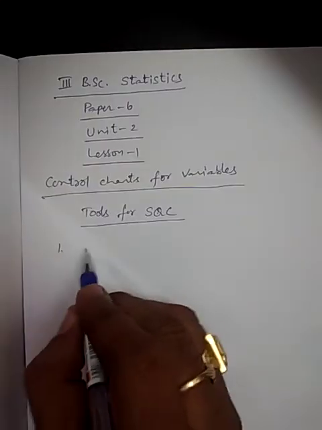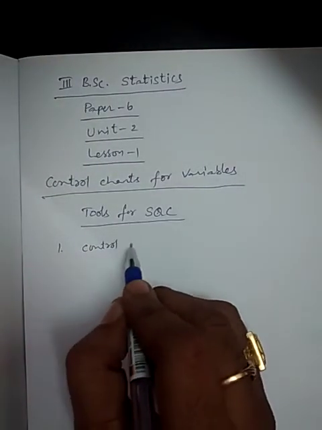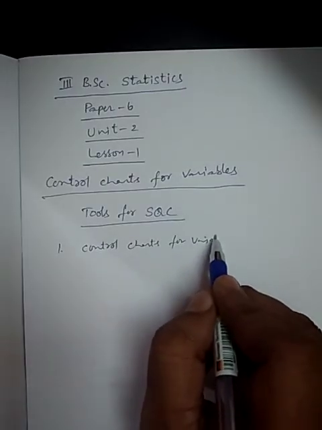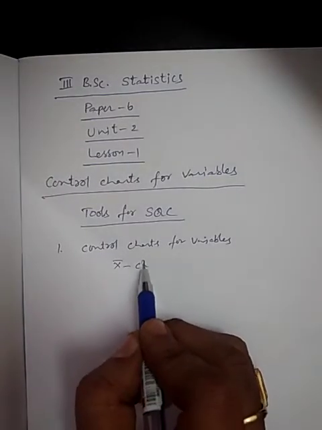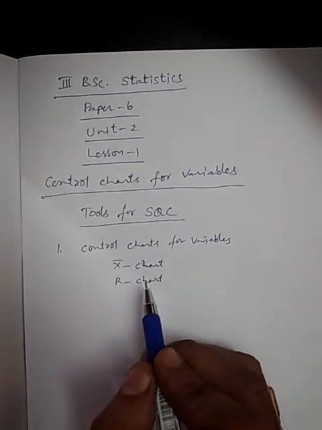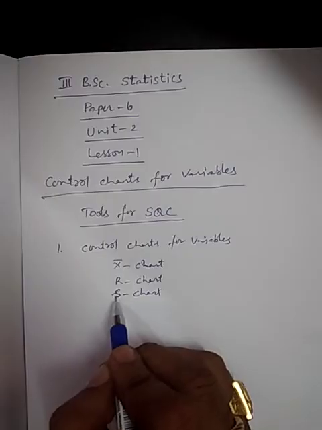One, control charts for variables, which are X bar chart, R chart, and S chart. This is small s chart.